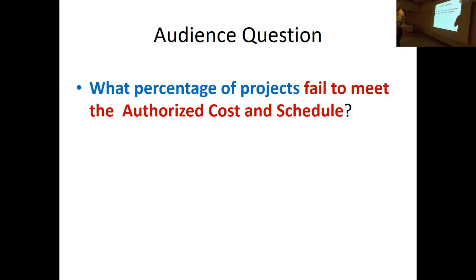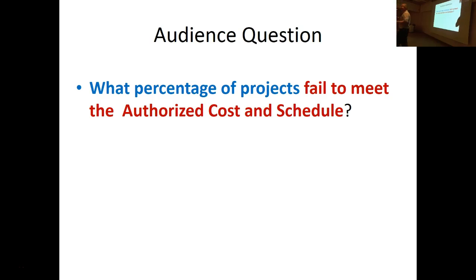Anybody have a guess? So you've got 100 projects. How many are going to meet their authorized cost and schedule? 30? A third. Okay, so about 33 or so. 10. Other guess? 10. Okay, 10 out of 100. 10 to 20. Do I hear somebody in the back?